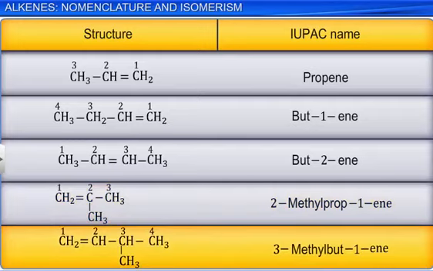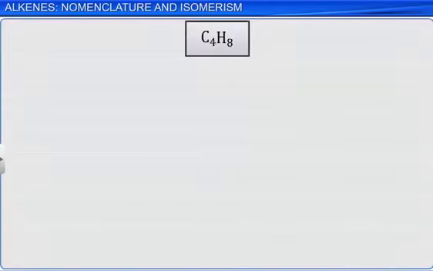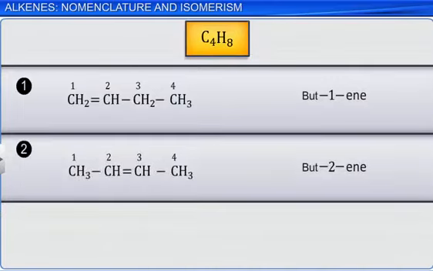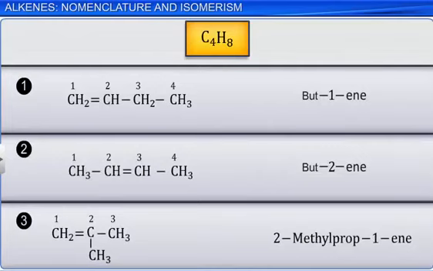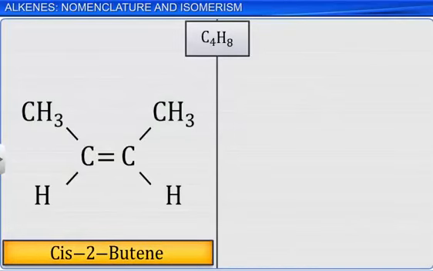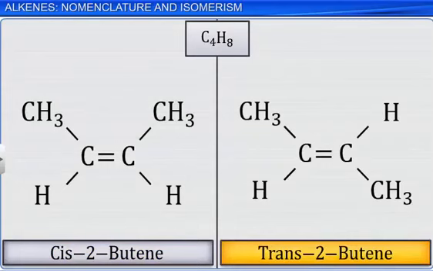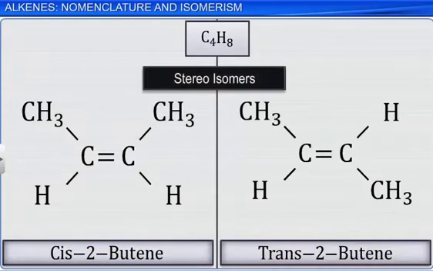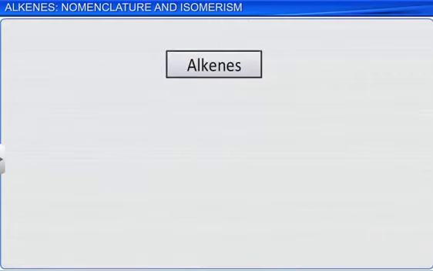In higher alkenes, molecules can be arranged in more than one way. For example, the molecule of an alkene with 4 carbon atoms, that is C4H8, can either be arranged as but-1-ene, but-2-ene, or 2-methyl-prop-1-ene. These are called structural isomers. In addition to this, it is observed that C4H8 shows 2 distinct spatial arrangements. They are cis-2-butene and trans-2-butene. These are called stereoisomers. Thus, higher alkenes are said to show both structural and stereoisomerism.